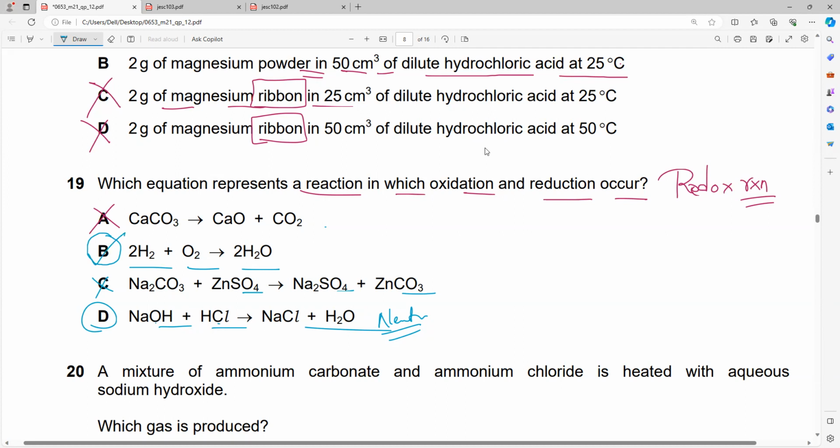Do it, everybody. Remaining equations cannot be. Formation of water is electrolysis process. Okay. Formation of water is a redox reaction. Yes, please. Everybody, all of you.